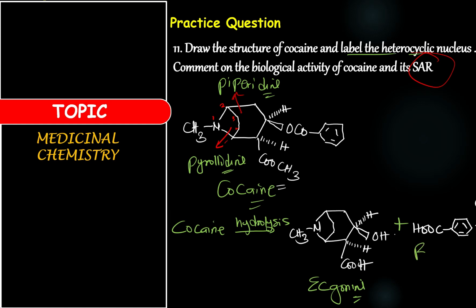So you are going to form benzoic acid, you are going to form methanol, and you are going to form agonine. It's a very important objective question. The hydrolysis of cocaine can give the following products, except: you may see agonine, you may see benzoic acid, you may see something like hyoscyamine, you may see methanol. Correct answer is what? Hyoscyamine. Hyoscyamine is not a hydrolyzed product of cocaine.